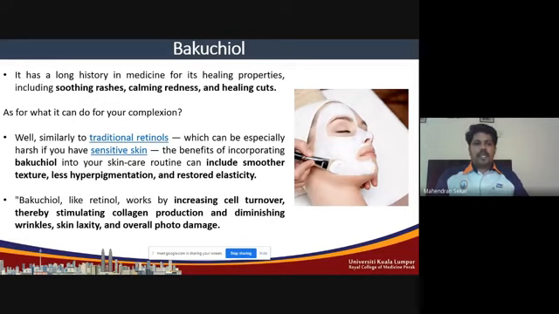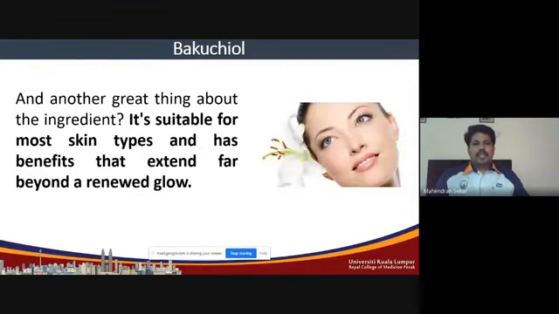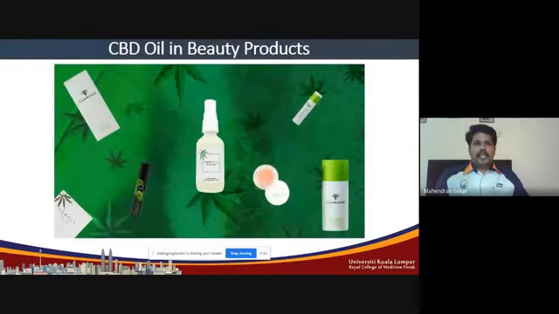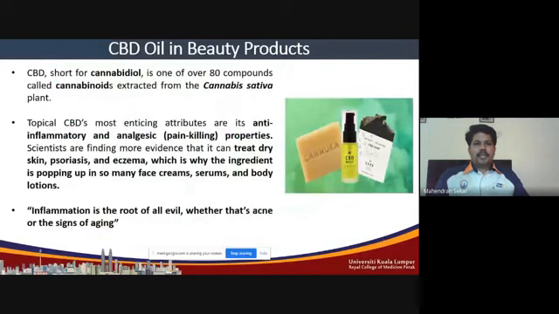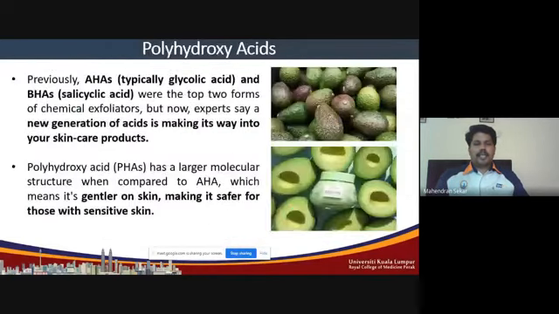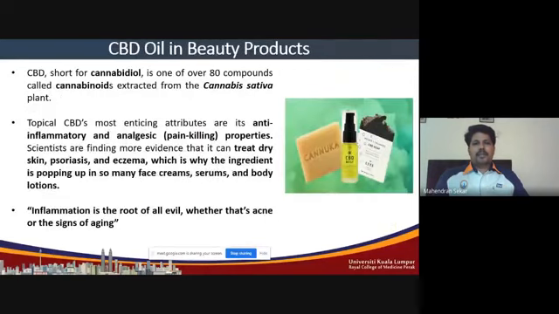So many cosmetic products have now started using bakuchiol as one of the main ingredients, because it has antioxidant, analgesic, and anti-inflammatory properties. It is suitable for most skin types, and also has benefits that extend beyond a renewed glow. And another one is CBD oil, that is cannabis oil, which is mainly obtained from Cannabis sativa. This is also one of the active ingredients now present in cosmetic products.